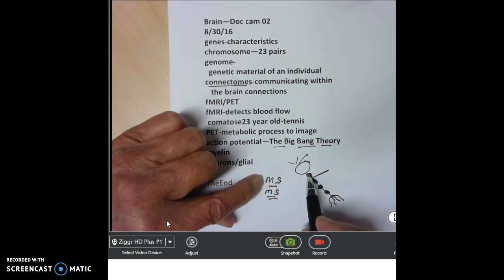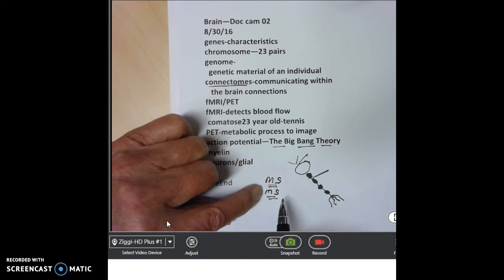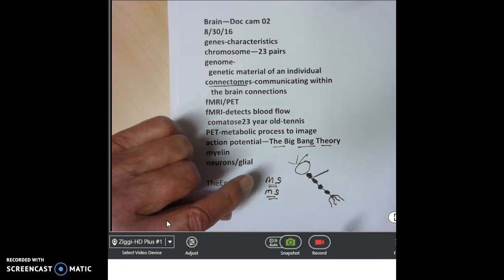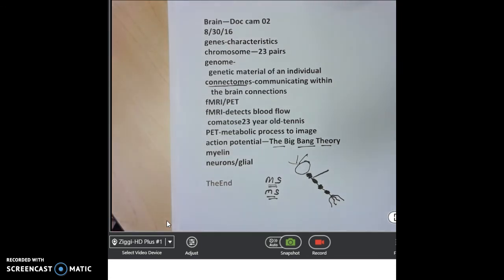Myelin sheath is the development of this area right here on the axon. Multiple sclerosis, one of the things that multiple sclerosis does is destroy this myelin sheath. Now the reason I'm bringing this out is that if we remember MS, myelin sheath, we can connect it with MS, multiple sclerosis. That's what I wanted to cover with you.